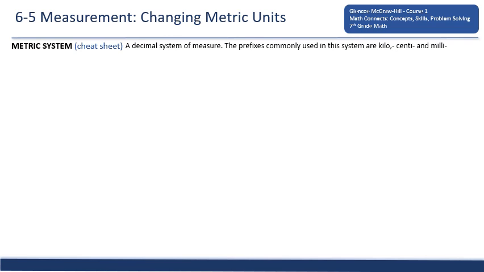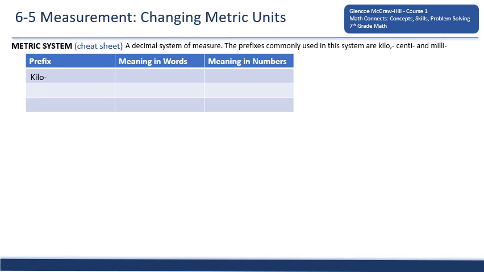Metric system, a decimal system of measure. The prefixes commonly used in this system are kilo, centi, and milli. We have prefix kilo, thousands, and in numbers it's 1,000. Centi, we have hundredths, and in numbers it's 0.01. The one is in the hundredths place. Milli, thousandths, and it's 0.001. The one is in the thousandths place.